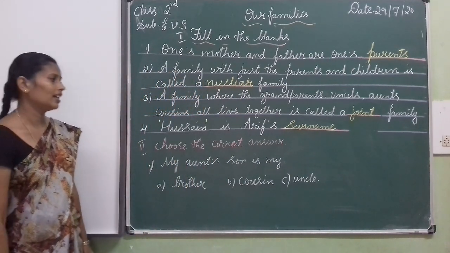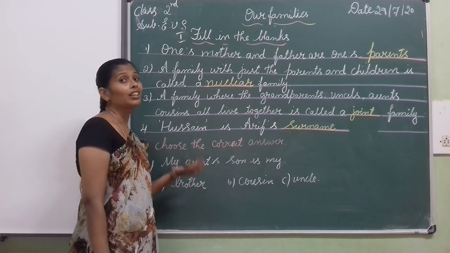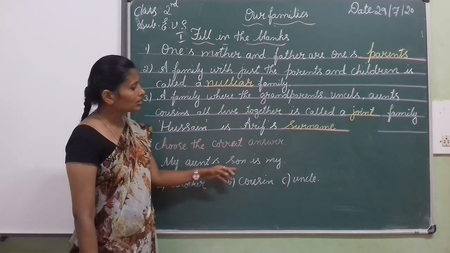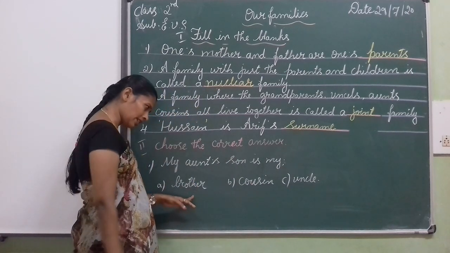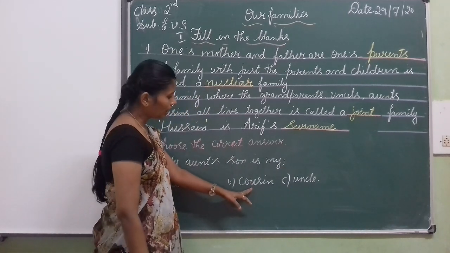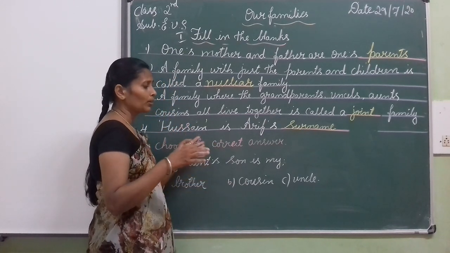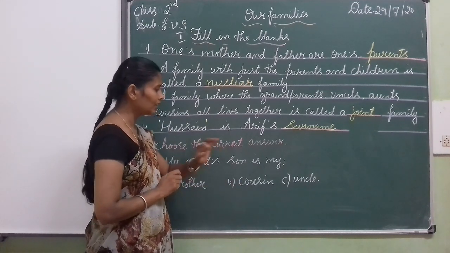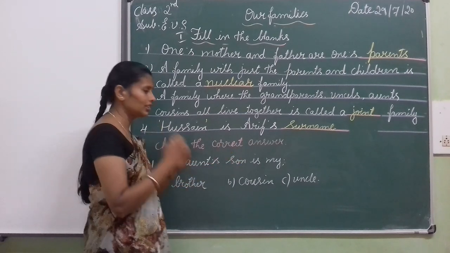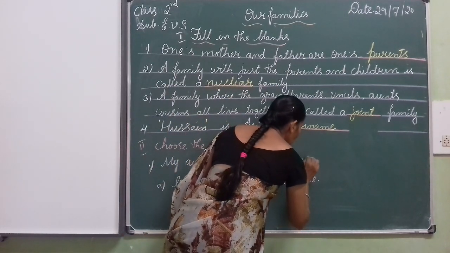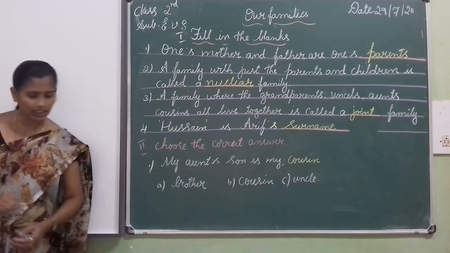Choose the correct answer. They are given some answers. You have to choose which one is the correct. My answer is my dash. What? My answer is my brother? No. We call a cousin. Uncle also no, because father's brother we call an uncle. Cousin, because my aunt's son is my cousin, right? Cousin. C-O-U-S-I-N, cousin. Finish. Now come to second one.